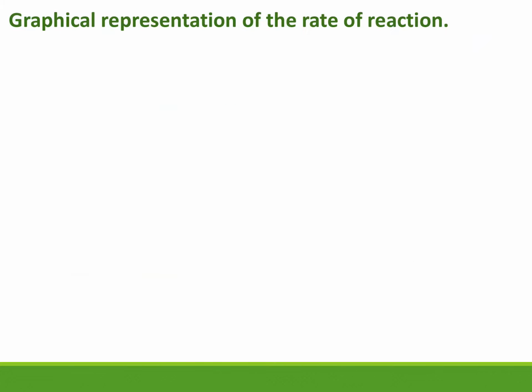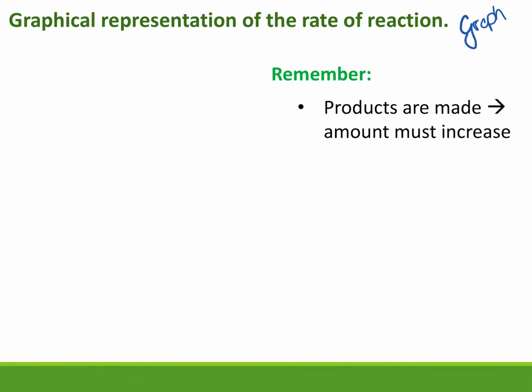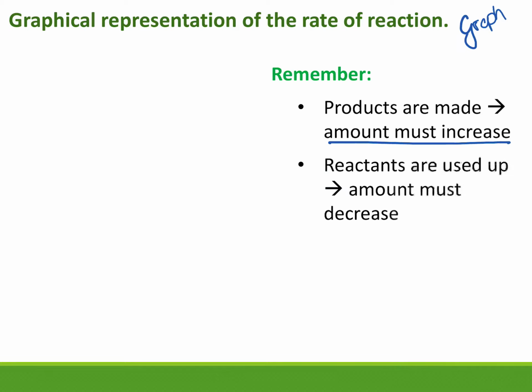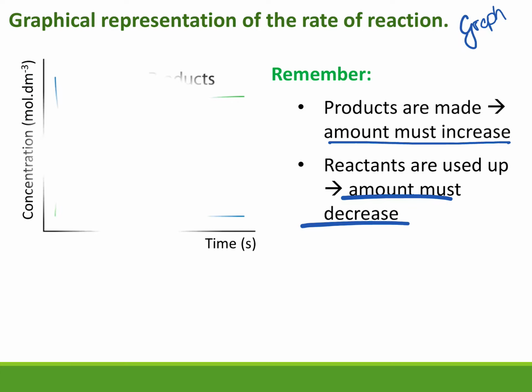Okay, so how do we represent a rate of reaction? So the rate of reaction is shown by a graph, okay? Just like everything else, we're going to do a graph, which means you need to be able to interpret it. So very important things to remember. Number one, products are always made. We always increase the amount of product, and we usually start with no product, okay? Reactants are used up, so their amount must decrease. They may be all used up, they may not. It depends on the reaction.